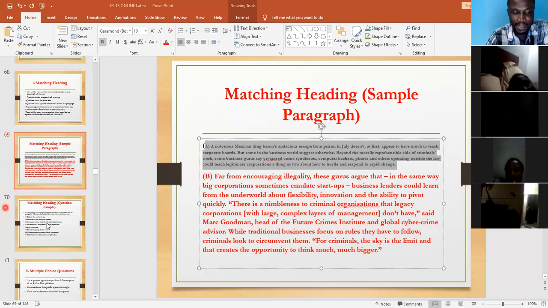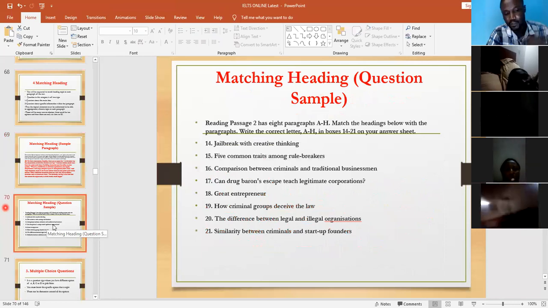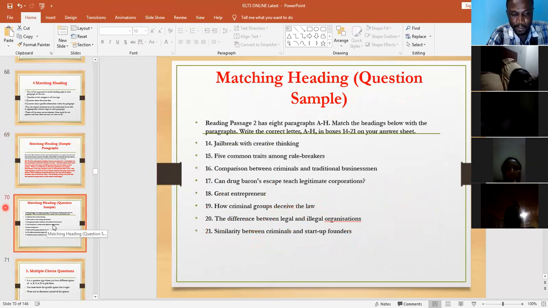So now when we transition to the question, you can see options 14, 15, 16, 17, 18 to 21. Which one of them properly matches that option B? 16. Okay. 16. Okay. Absolutely. 16. Yes, it's a comparison between criminals and traditional businessmen.